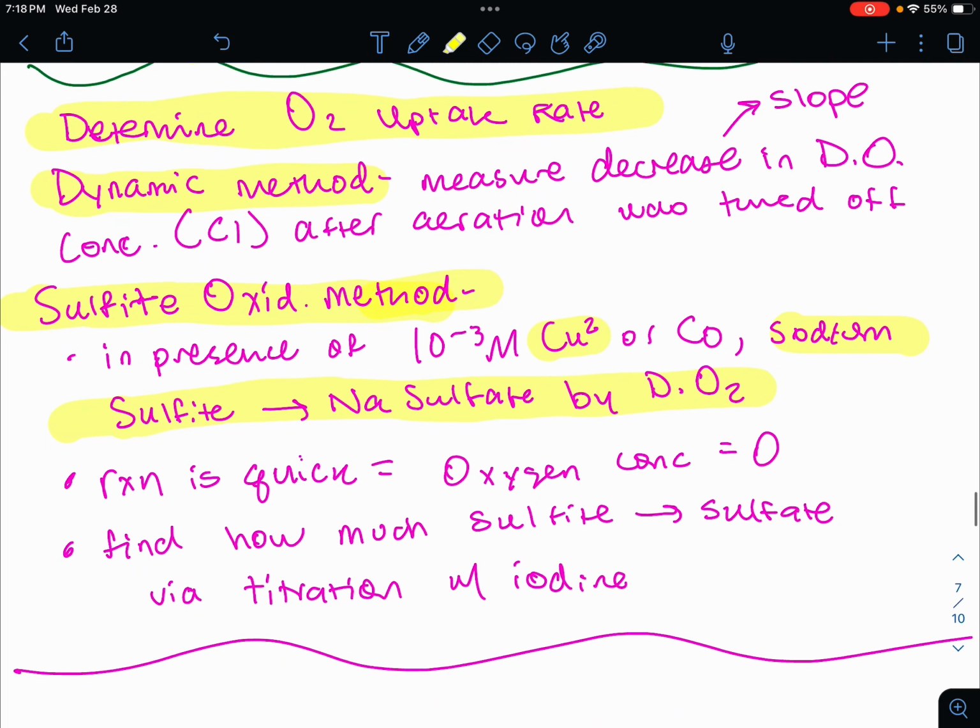Now we're going to determine the oxygen uptake rate. So there's a dynamic method. That's method number 1 in determining O2 uptake. The dynamic method is when the rate is determined by measuring the decrease in dissolved oxygen after aeration has been turned off. So basically, you turn off the supply of oxygen in the system, and then you just measure the decrease in the dissolved oxygen. This is going to look like a slope.